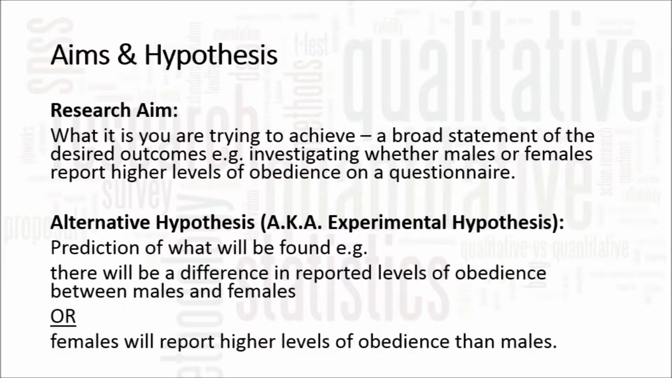So for instance, there will be a difference in reported levels of obedience between males and females. Or the one-tailed hypothesis, which suggests both a difference and a direction in the difference. For instance, females will report higher levels of obedience than males. The one-tailed and two-tailed hypothesis will be important when we do statistical tests in the coming lessons.